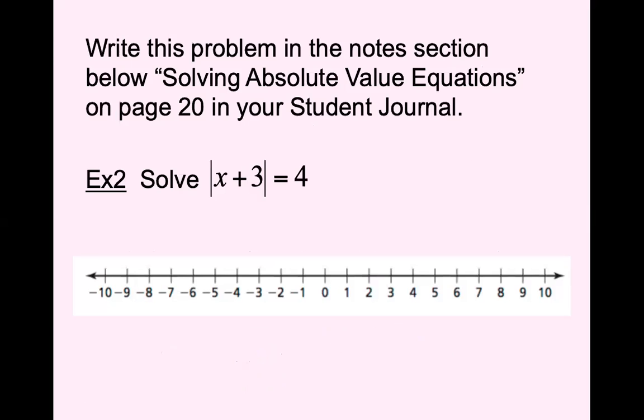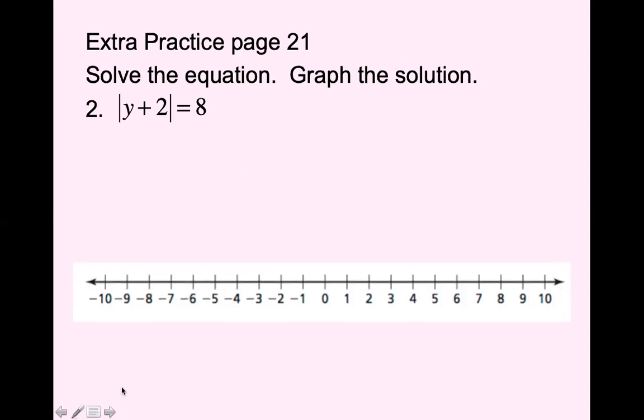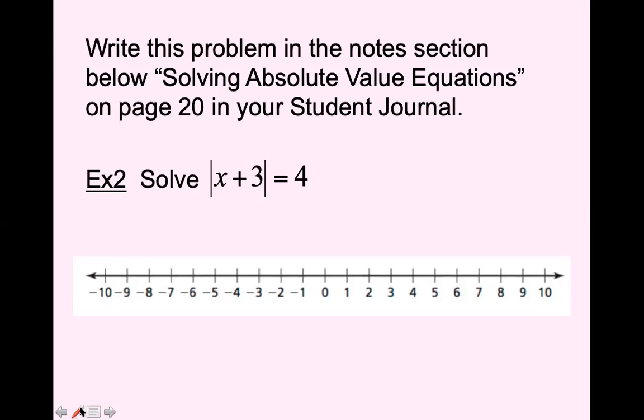All right, so this time we're going to solve this equation and we're also going to graph the solution on a number line. So I'm going to grab my pen. Let's try getting a pen this time. There we go. So again, first step is to isolate the absolute value. If I look at this case, the absolute value is all by itself on the left side of the equation, so I don't have to worry about isolating it.